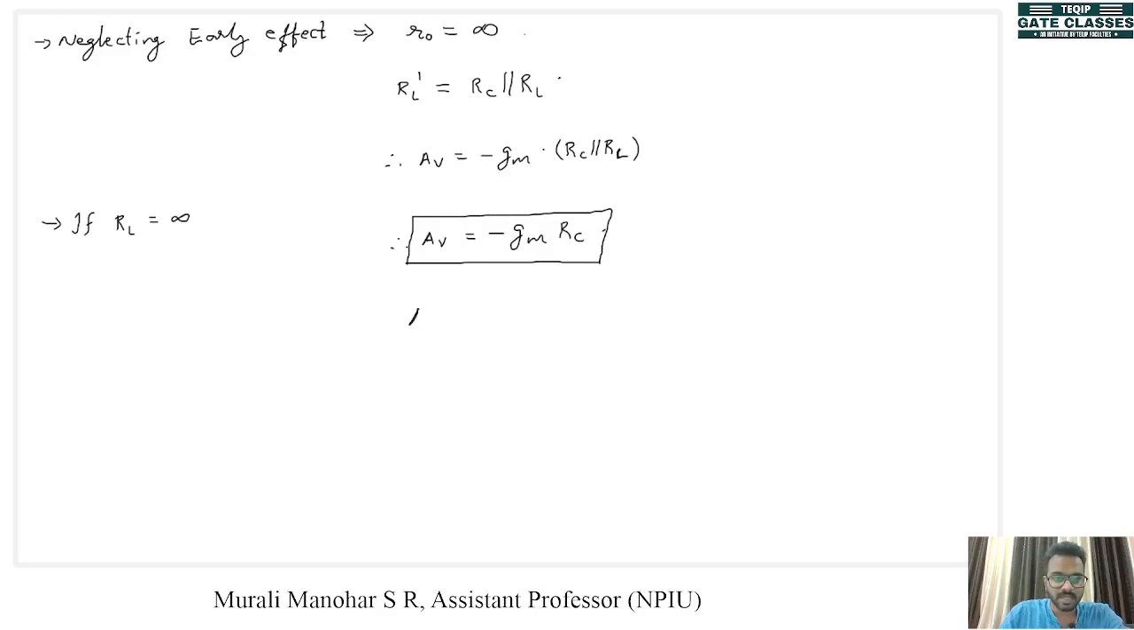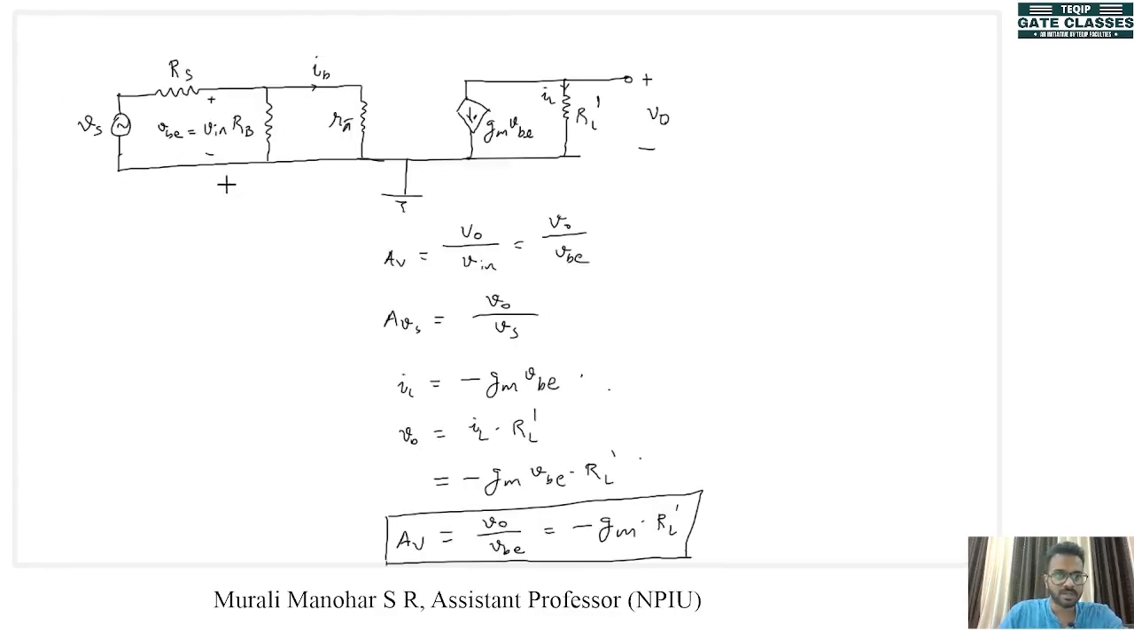Now the voltage gain of the entire system AVS, we know that it is V out divided by Vs. Now this can be written as V out divided by VBE into VBE divided by Vs. Now we know what is V out divided by VBE, which is equal to AV. So this becomes AV into VBE divided by Vs. Now VBE can be written in terms of Vs. If you look here, this is VBE, which is across a parallel combination of RB and R pi.